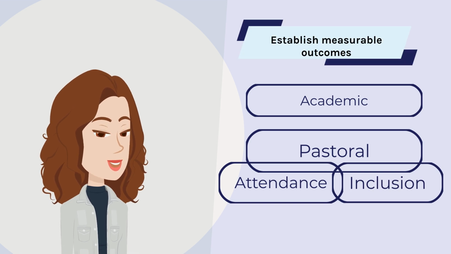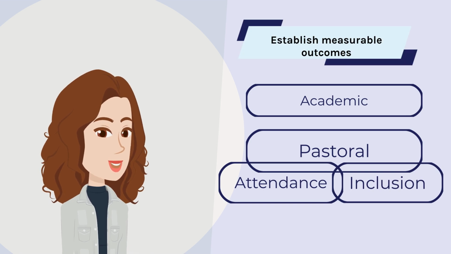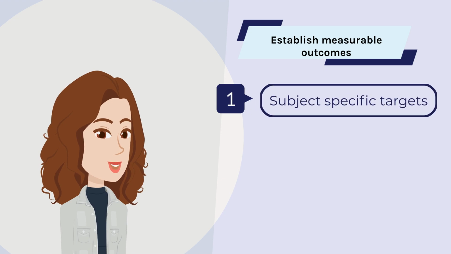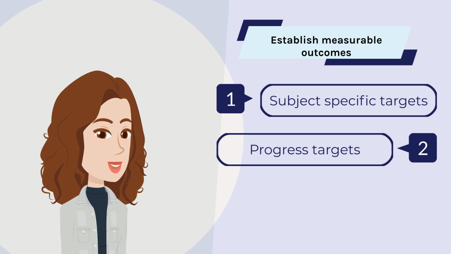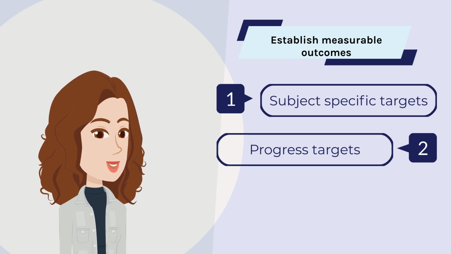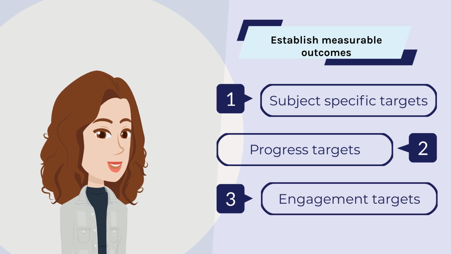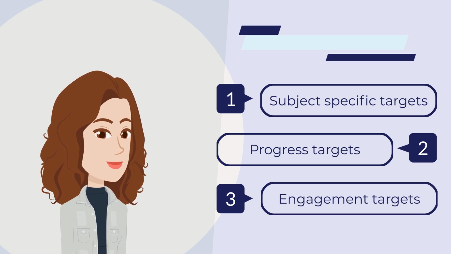Then, use the diagnosed issues to establish measurable outcomes. These measurable outcomes will include: 1. Subject-specific targets, for example, to recognize and blend all Phase 3 phonemes. 2. Progress targets, for example, to move from Red Book Band to Green Book Band in 6 weeks. 3. Engagement targets, for example, to complete home reading daily, signed off by both parent and teacher.